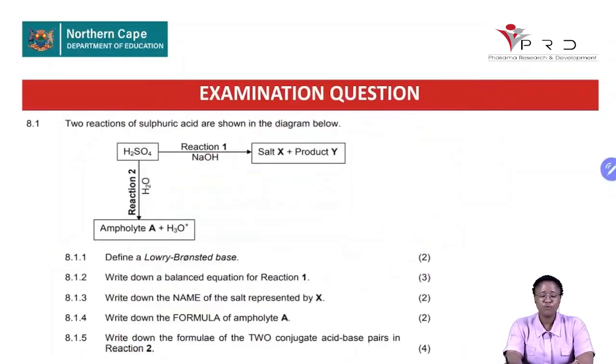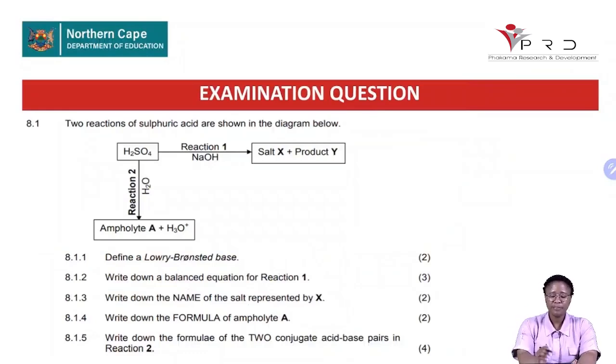Now let's quickly move on to more exam questions. Now we are looking at structured questions, okay? The way the examiner might structure the question. Now, let's look at 8.1. It says two reactions of sulfuric acid are shown in the diagram below. There you have it. Here you have reaction 1 and you also have reaction 2.